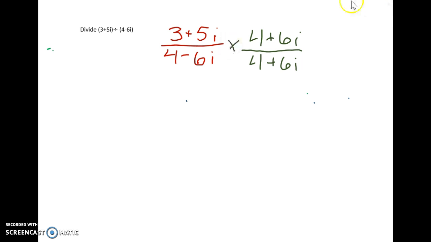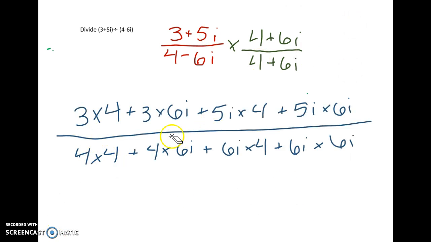And now you just have to apply the distributive property, or FOIL in other words, meaning you're going to multiply the first terms, 3 and 4, the outer terms, 3 and 6i, the inner terms, 5i and 4, and the last terms, 5i and 6i. And you do this to the denominators as well. Once you have applied the FOIL, you should end up with something like this.